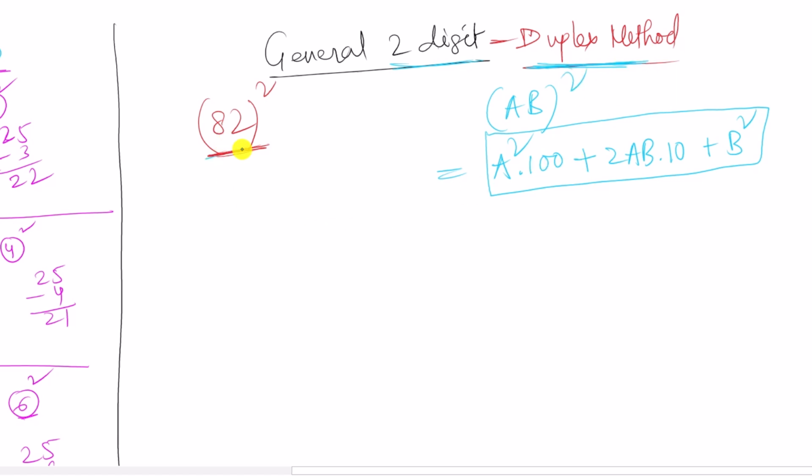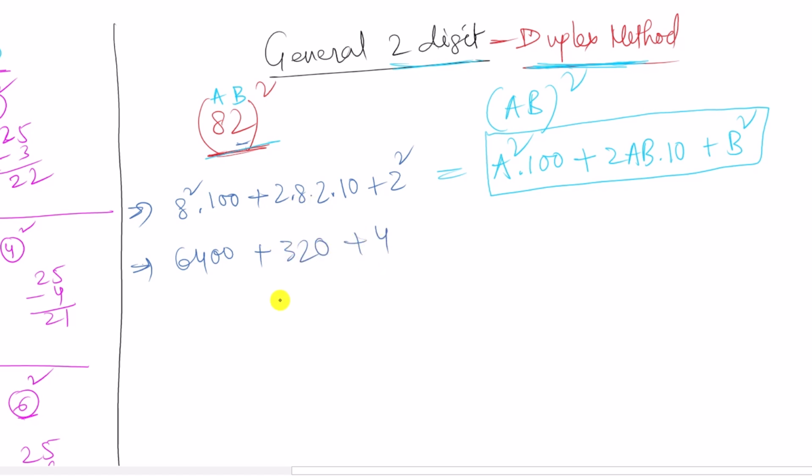So let's just apply this to this number. The first term will be A and the second one will be B. That means here 8 square, which will be in the hundreds place, we're gonna add this to 2AB, which will be in the 10th place, and lastly we're gonna have B square, which is 2 square. So here we're gonna have 6400 plus 320 plus 4. Let's just add them together. So here the answer will be 6724. This is the square of the number 82.